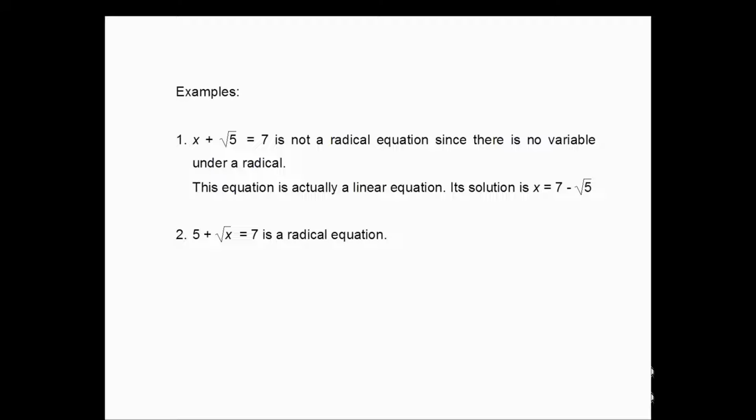So, some examples. Number 1, x plus the square root of 5 equals 7 is not a radical equation, since there is no variable under a radical. There is a number, but no radical. This is actually a linear equation. To solve it, you would just subtract the square root of 5 from both sides. So you'd get x is equal to 7 minus the square root of 5. Number 2, 5 plus the square root of x equals 7. That is a radical equation. There is a variable as part of a radicand. Remember, that's what you need in order to have a radical equation.